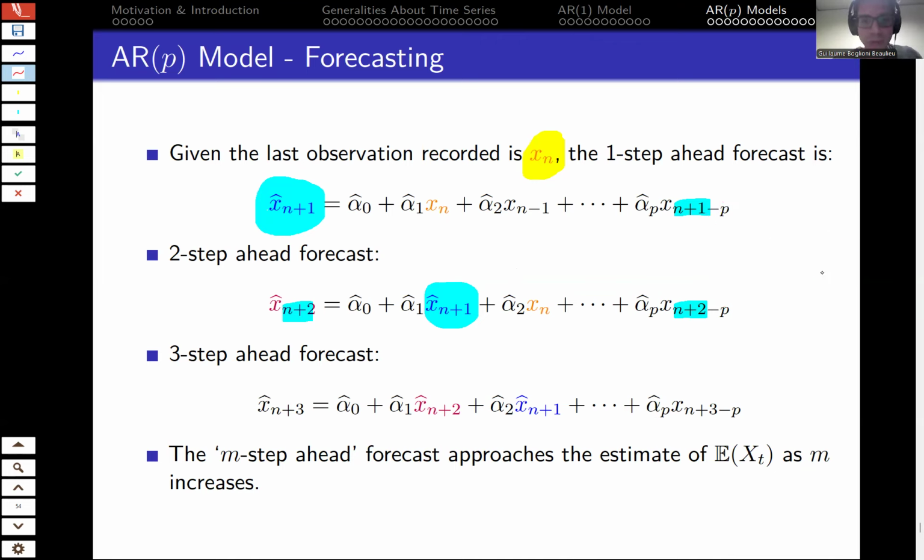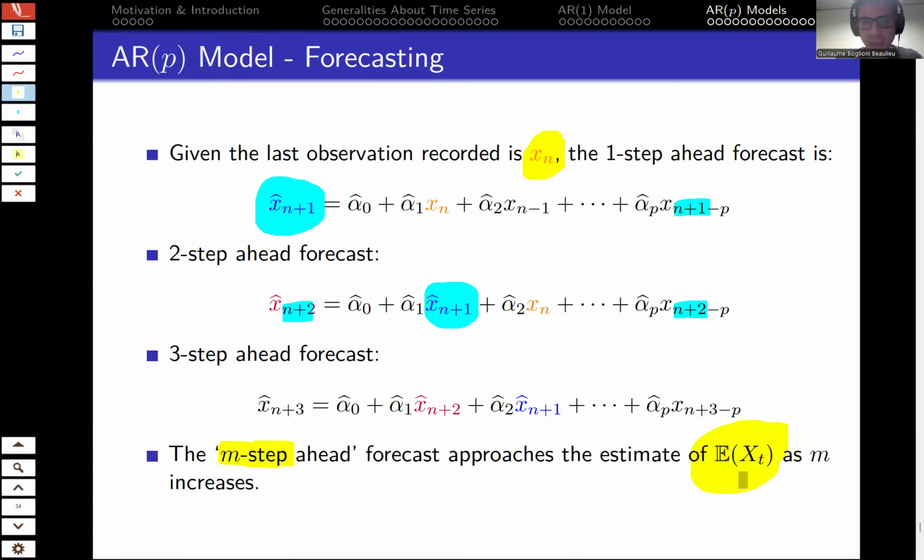And lastly, as a comment, as you make predictions further and further away in the future, the m step ahead forecast for m that is increasing will approach the expected value of the process. As you get further away in the future, because the process is stationary, your prediction will go back to the mean of the process, because in the long run your process is stationary. So in the long run, your process will go back to its expected value. So your m step ahead forecast, if m becomes large, will go back to the mean of the process.